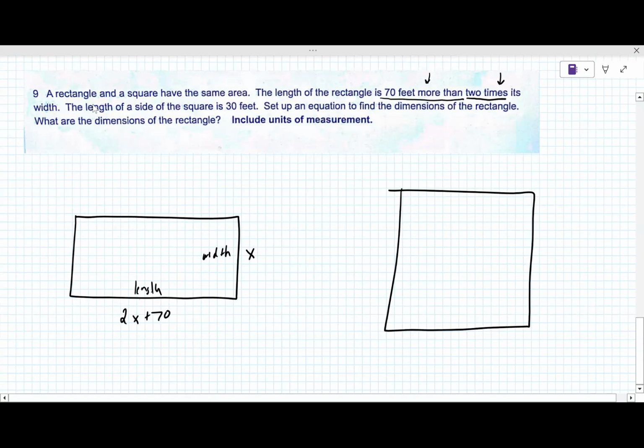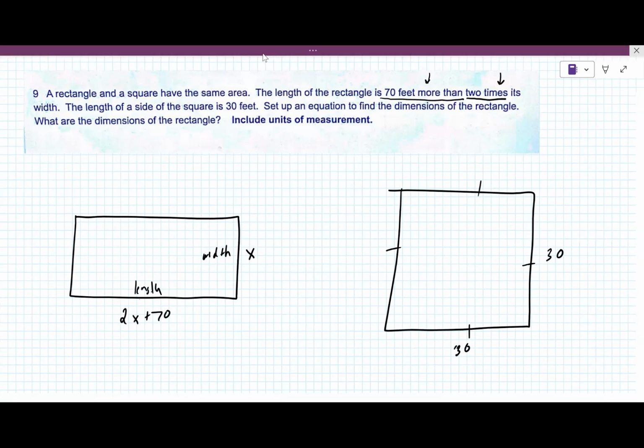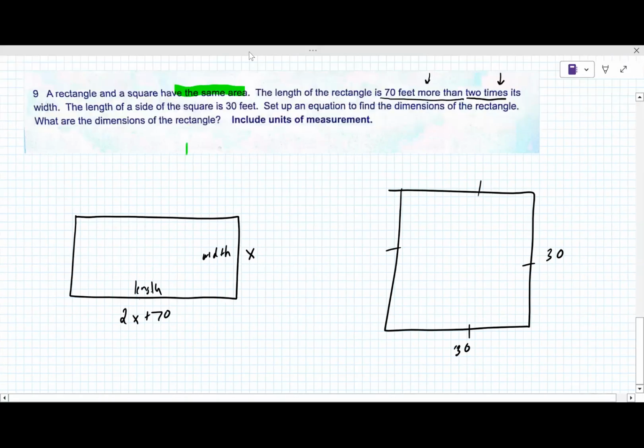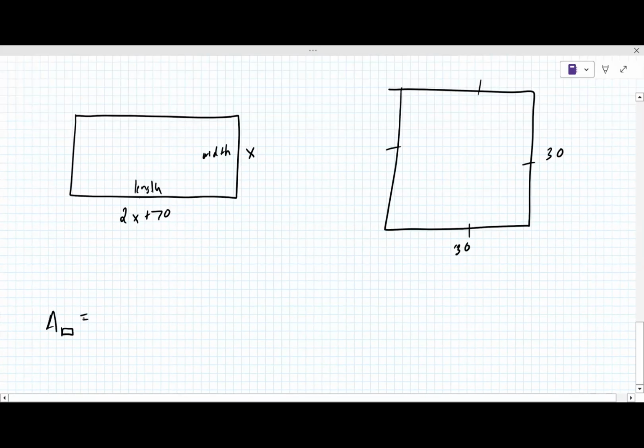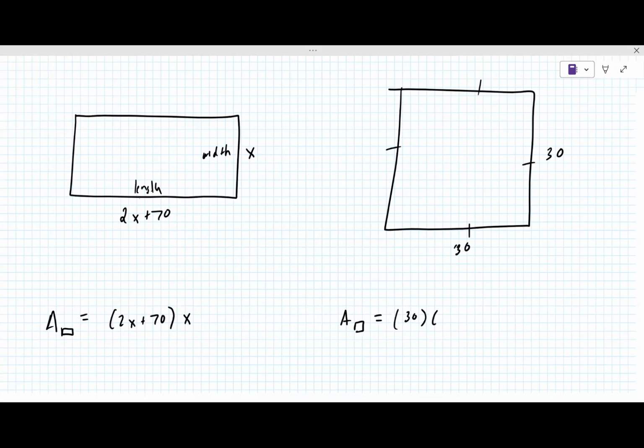And it says the length of a side of the square is 30. So they're saying this is 30. And because it's a square, because all sides are congruent, the width is also 30. Now we know that the areas are the same. See where it says the same area? So we're going to calculate the area of the rectangle. The area of the rectangle is base times height, the length times the width. That's 2x plus 70 times x. And the area of the square is 30 times 30.